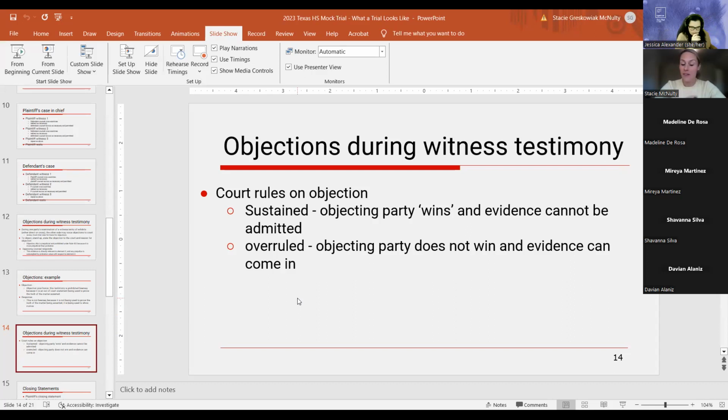Just to go over it, the court will rule on the objection. If they say sustained, it means the objecting party wins and the evidence does not come in. So if you were trying to get a document in or trying to ask a witness about something, and there was an objection and the objection was sustained, don't keep asking that question.